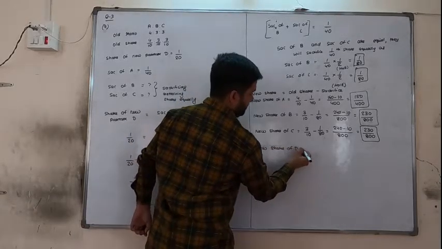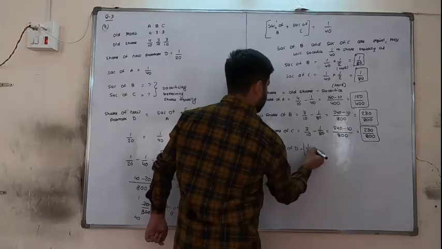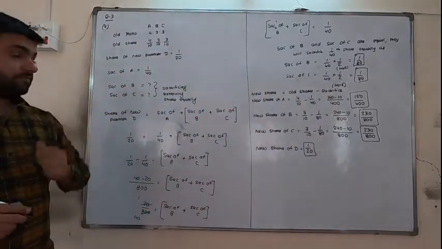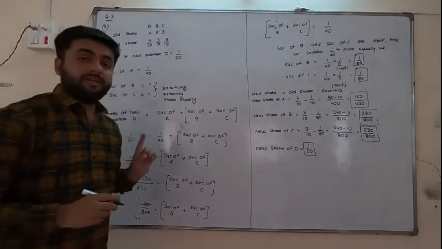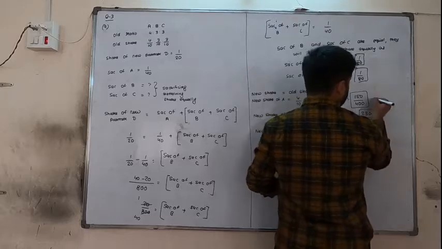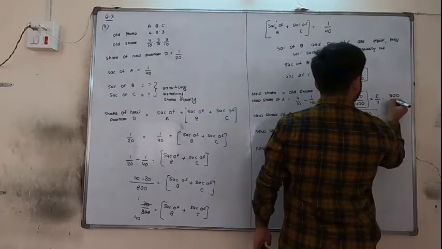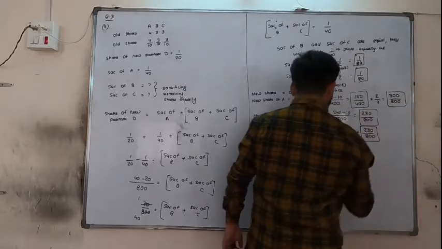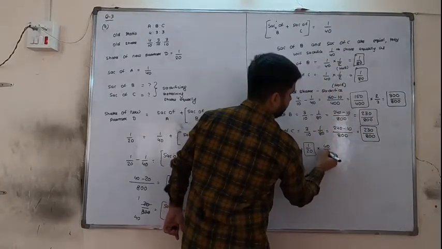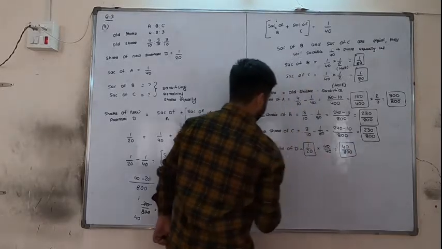New share of P is 1 by 20. Now always keep the base as the big denominator. So these both are big, so we will multiply with 2, so the denominators will be equal. 300 by 800. Here we will multiply it as 40, so 40 by 800. Now all the denominators are equal.